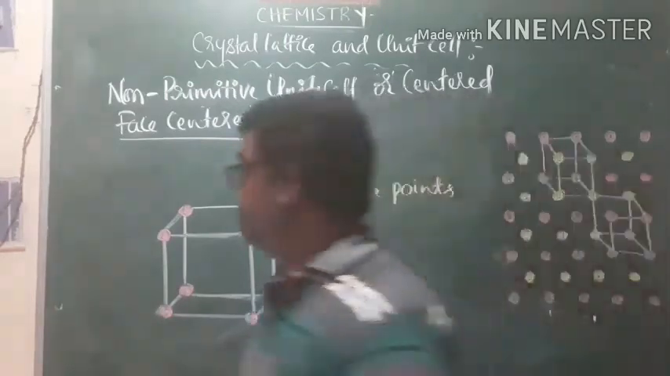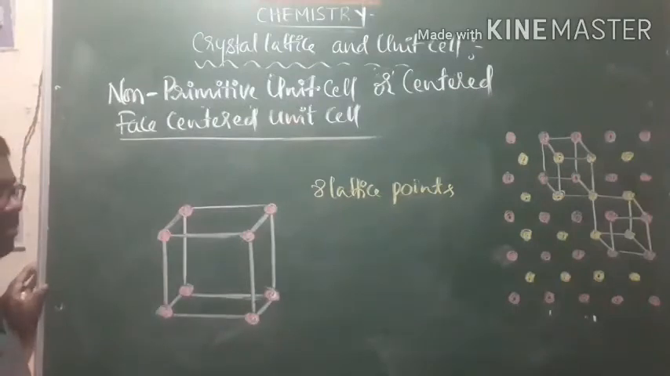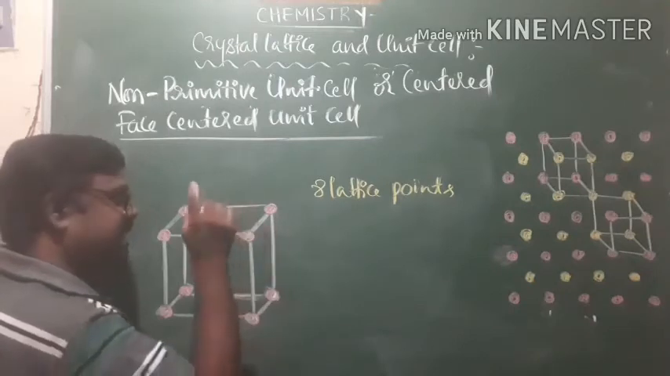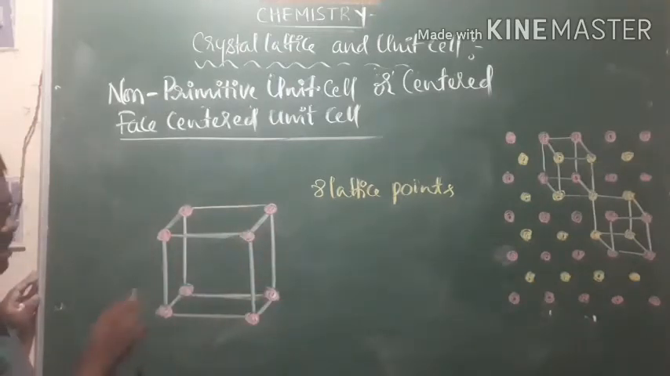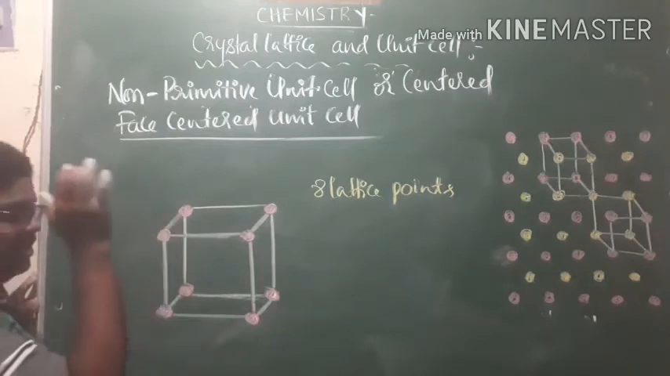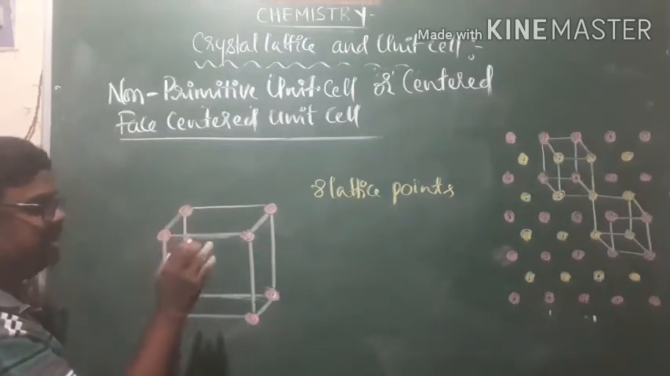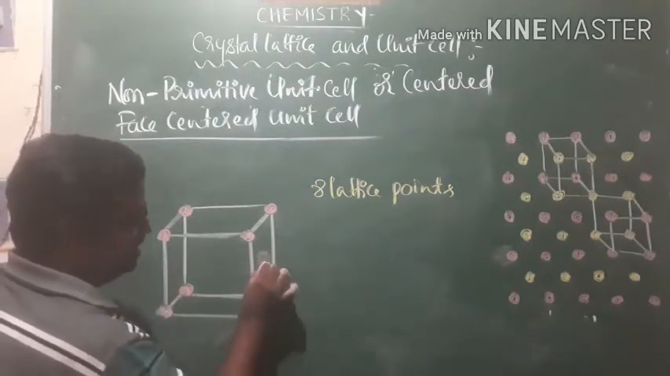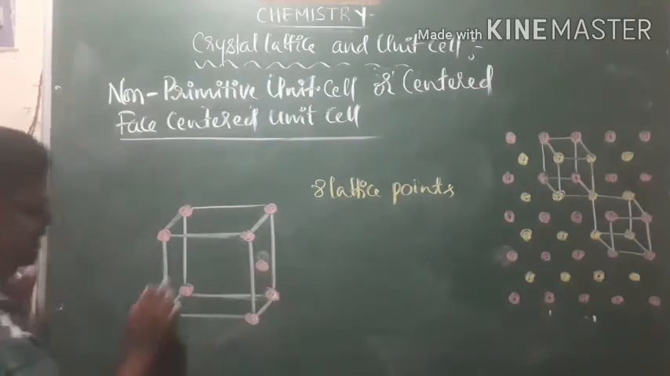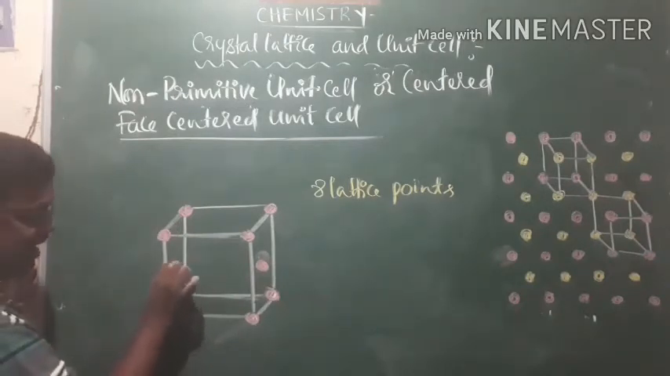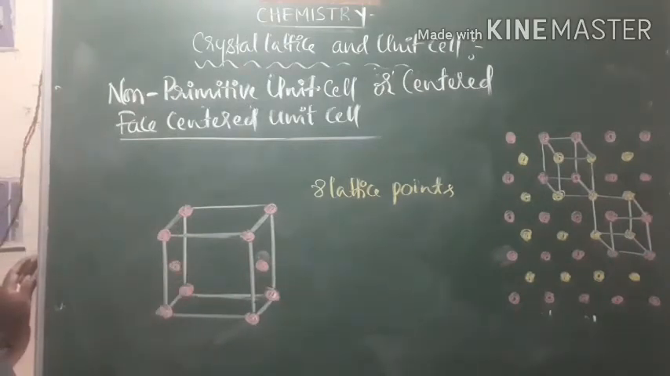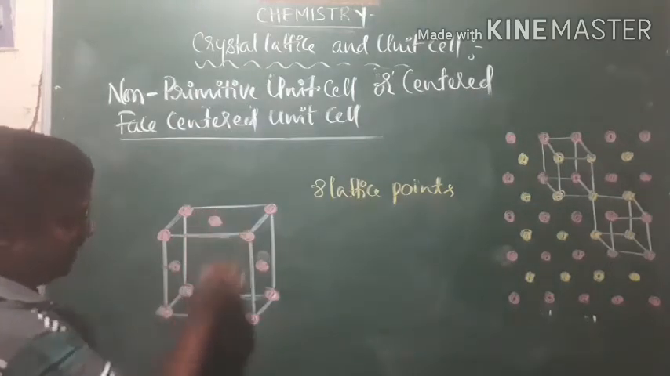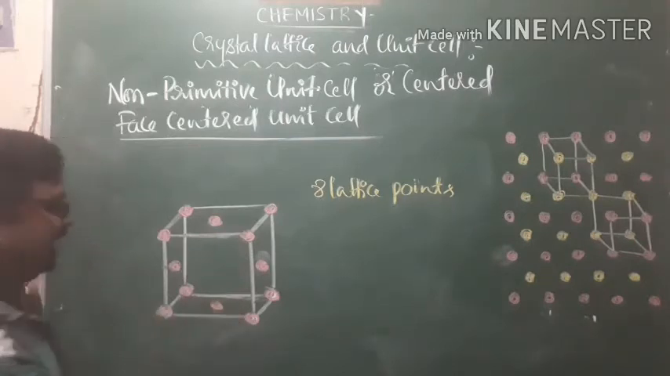In the case of face-centered unit cell, you will find the lattice points at the corners as well as at the center of each face. Not only at the corners, in the center of each face also you will find the particles. Look at this, this is one face, you will find the particle at the center of each face. Another particle in one more face. Two faces done, right? There is one face above, put a particle there. There is one face below, put a particle there. 4 faces done?